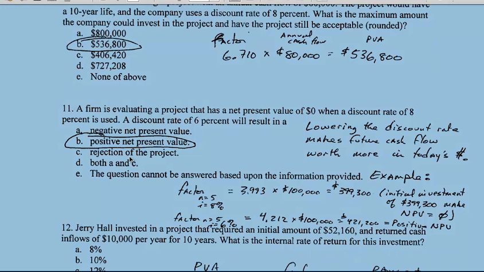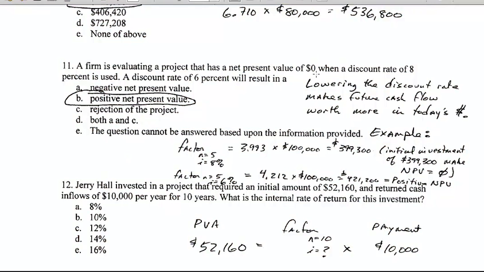Question 11 says that a firm is evaluating a project that has a net present value of $0 when a discount rate of 8% is used. A discount rate of 6% will result in, basically what it's telling you, when you have a net present value of 0, that means that the actual return is 8%.